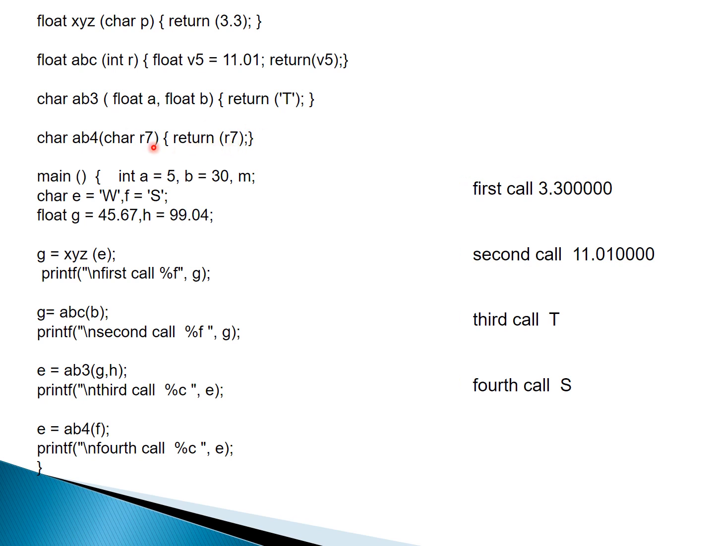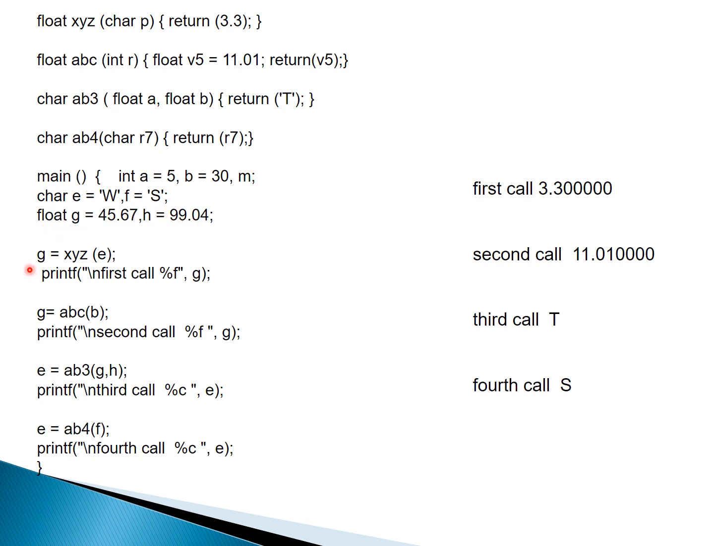So this is the fourth function. Here in the main program, we have lots of variables. We have three character variables, a, b, and m. Then we have character variables e, whose value is w, and f, whose value is capital S. Then we have two float variables, g and h. The value of g is this, and the value of h is this.